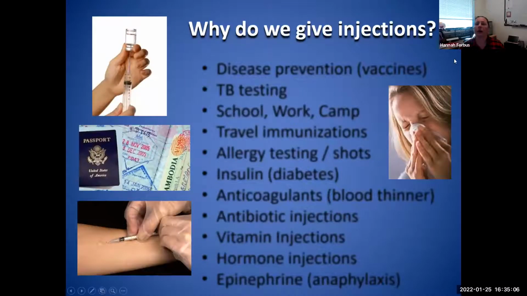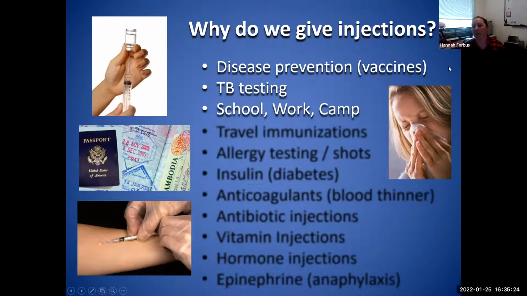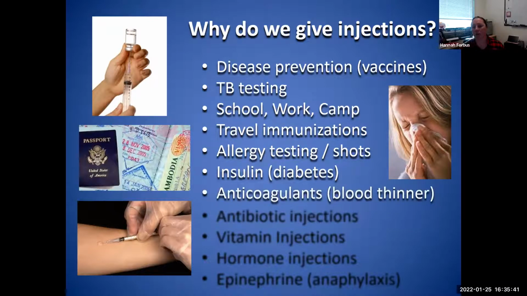Okay? Why do we give injections? One is for disease prevention, such as vaccines, immunizations. We do tuberculosis testing by injection. There's certain injections we need for school, work, camp, travel immunizations. If you're going to a certain area of the world, then you need certain immunizations. Allergy testing and treatment. Diabetic treatment, such as insulin. Anticoagulant treatment, which is a blood thinner.